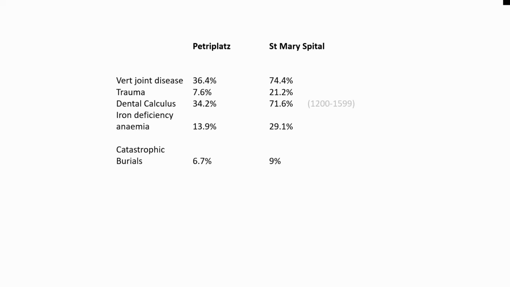All of these items can have a spatial element to them. They can be identified in terms of groupings over time or over space, depth, areas of the cemetery, and so forth. So to take one example to illustrate this, we can look at catastrophic burials and see what we did at London.